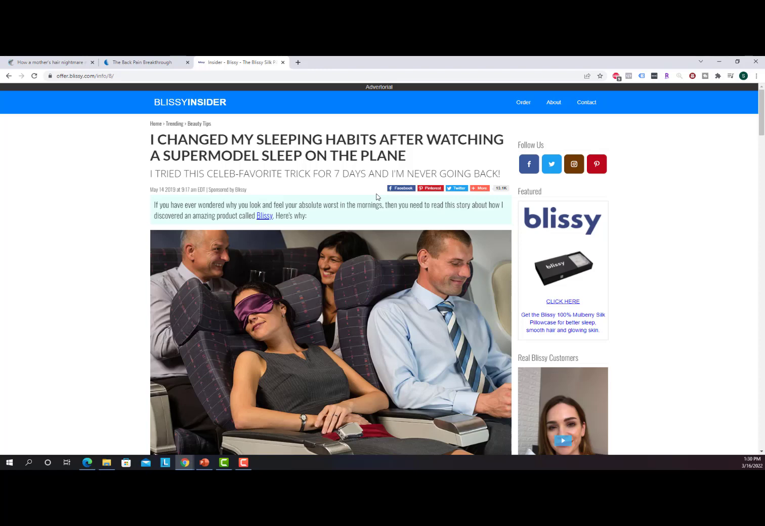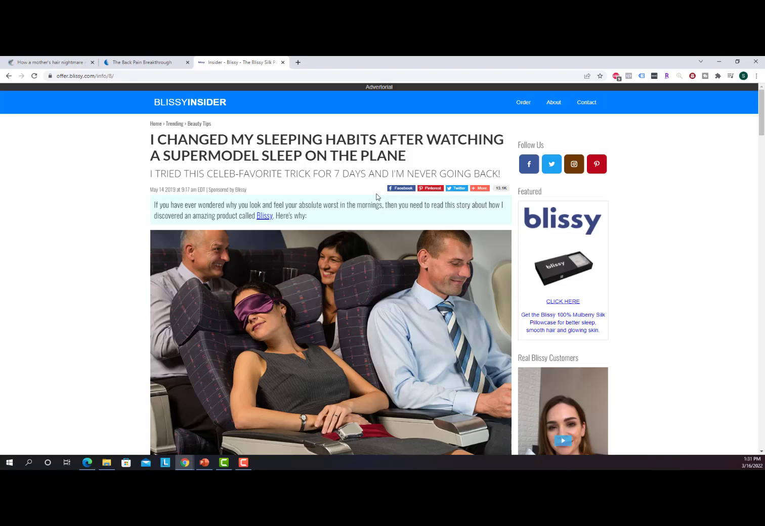And the fact that the hero of the story is changing their sleeping habits after seeing a supermodel sleep, there's kind of an implied secret and an implied promise in there as well. I tried the celeb favorite trick for 7 days and I'm never going back. Very intriguing story. There's an implicit secret and promise here. This is how you write a good headline for a story.